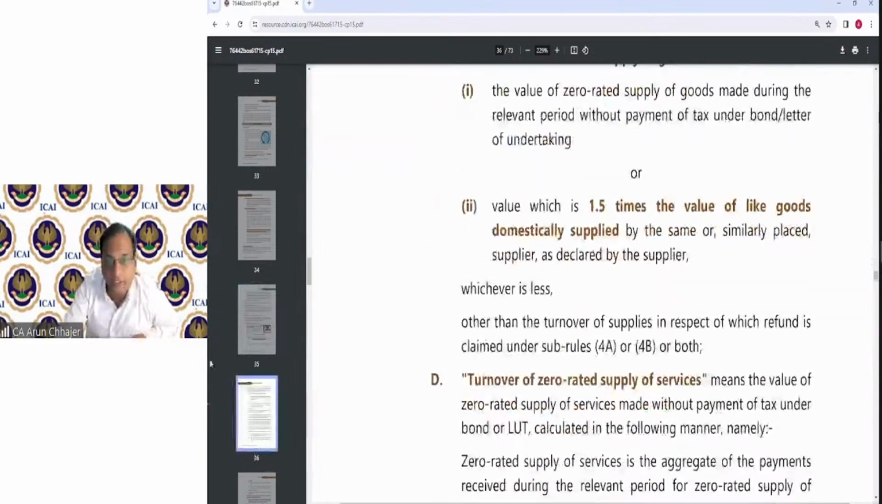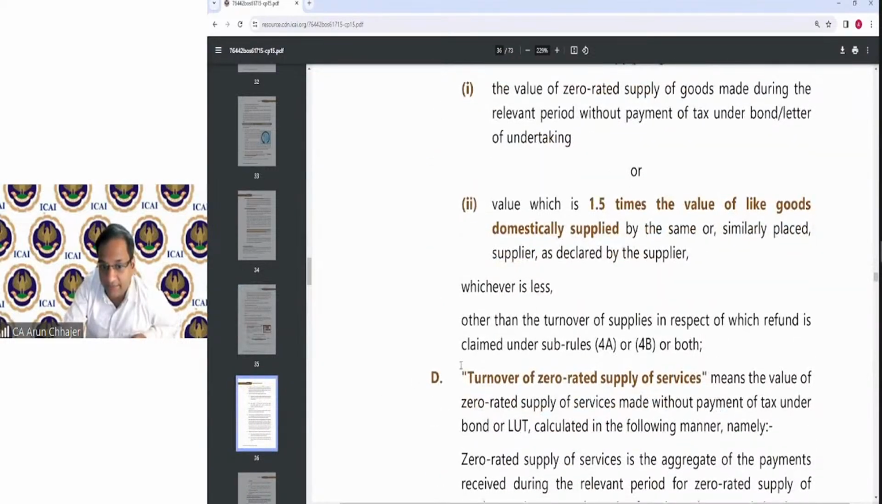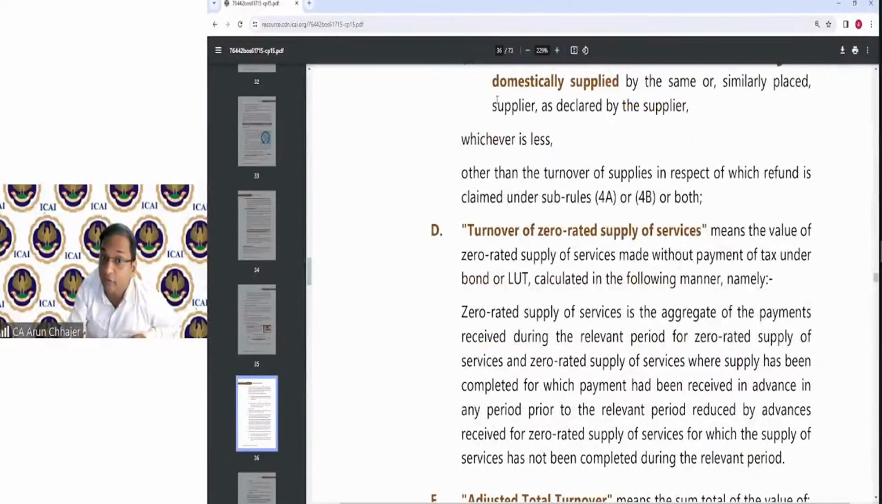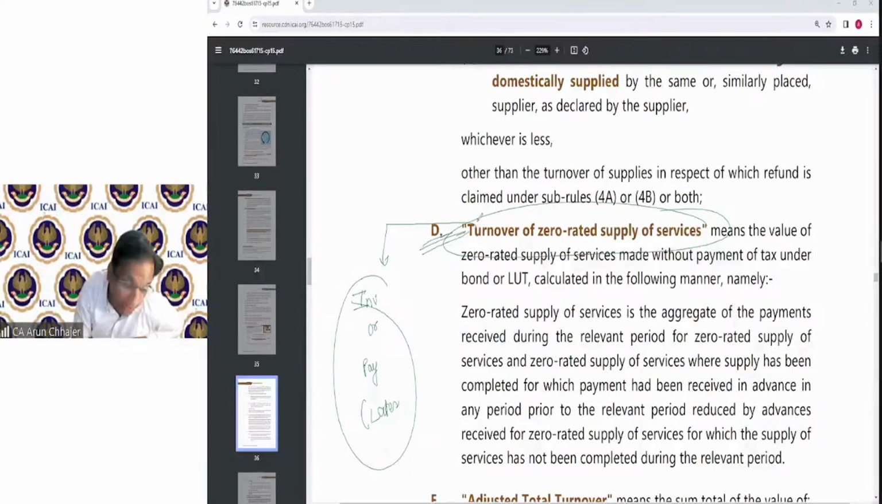So turnover of the zero rated supply, one comparison, and 89 4A 4B turnover of zero rated supply. Now the crux of this: invoice or payment, whichever is later. In short, I have explained the entire clause.